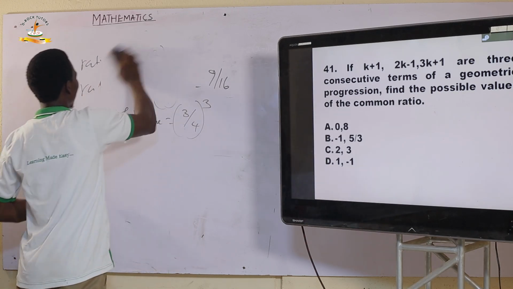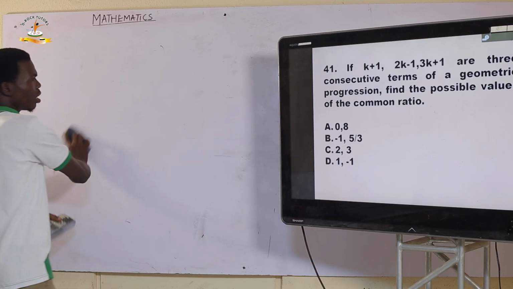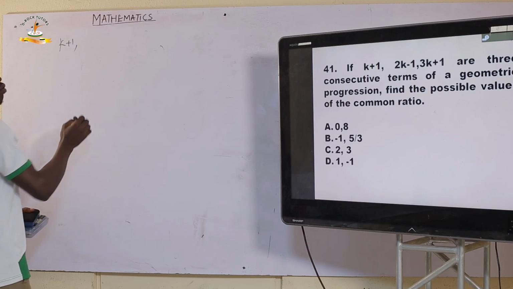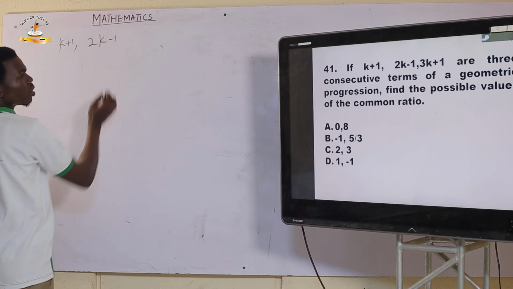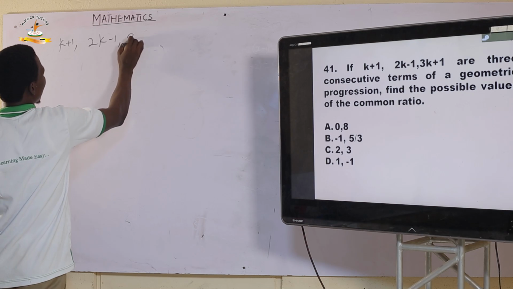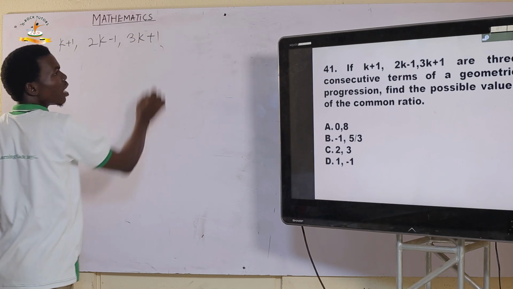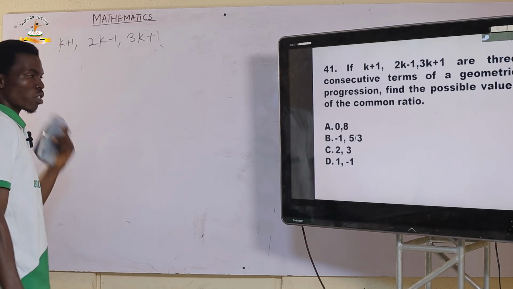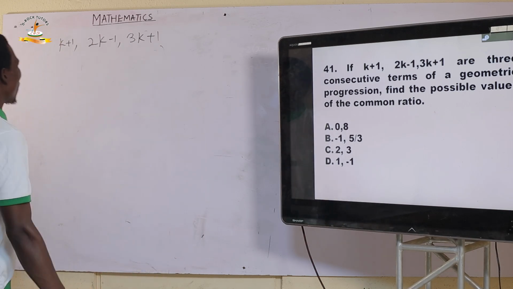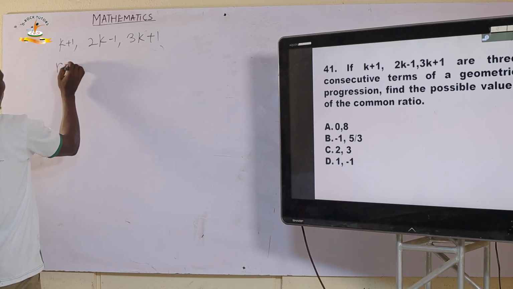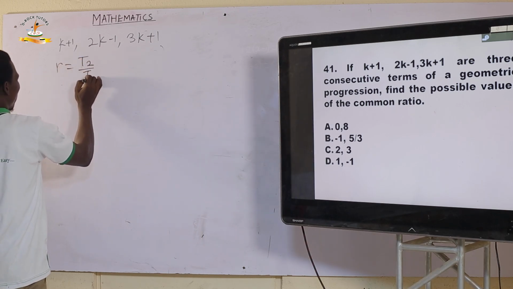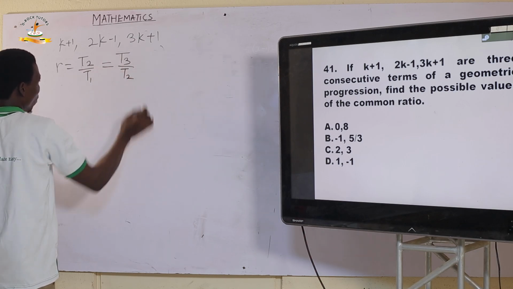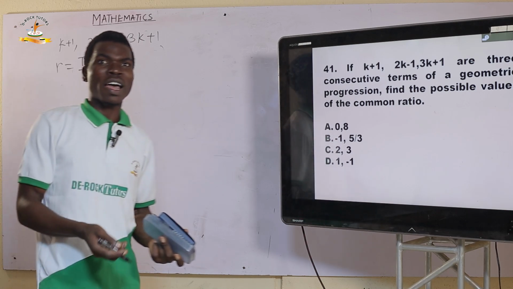And it says, if k plus 1, 2k minus 1, and 3k plus 1 are 3 consecutive terms of a GP, then find the possible values of the common ratio. We know that for a GP, the common ratio is either second term over first term, which is still the same thing as saying third term over second term, or the fourth term over third term.